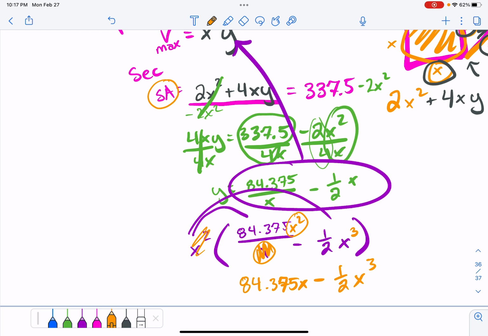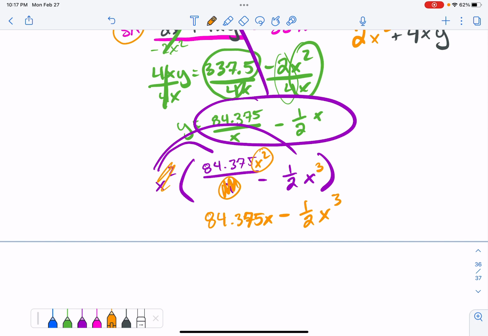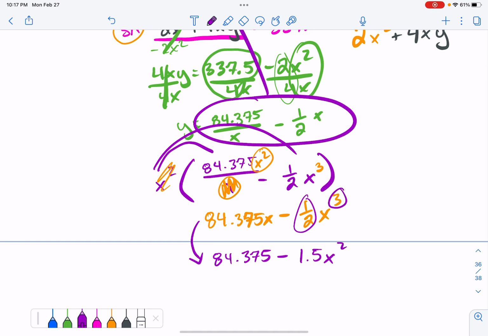Okay, finally, we are to a point, and we haven't even taken the derivative yet. Great. Okay, let's take the derivative. 84.375 minus 1/2 times 3, which is 3/2 or 1.5 x squared. Okay, now we set it equal to 0. We're getting close. I'm going to bump this over to the other side. So 84.375 equals 1.5x squared. I'm going to divide by 1.5.